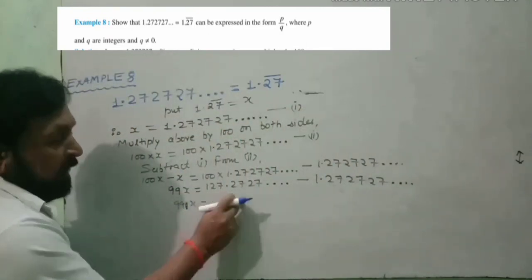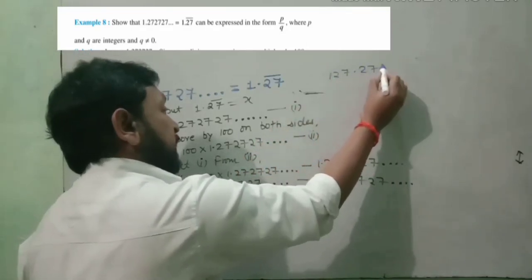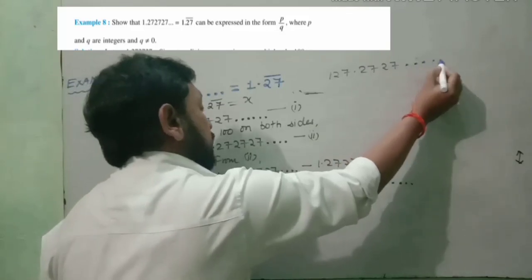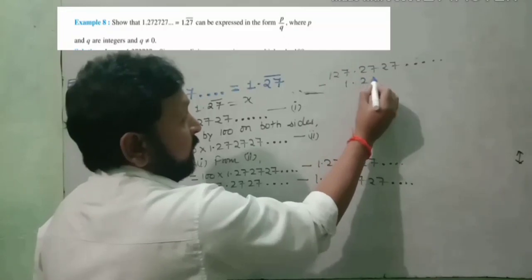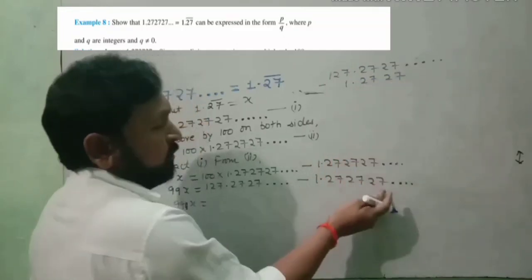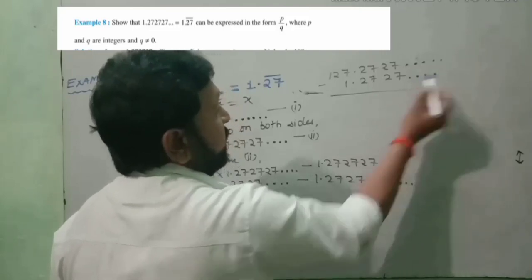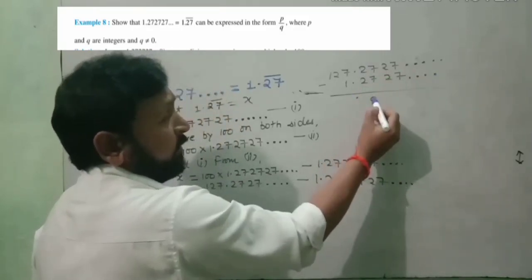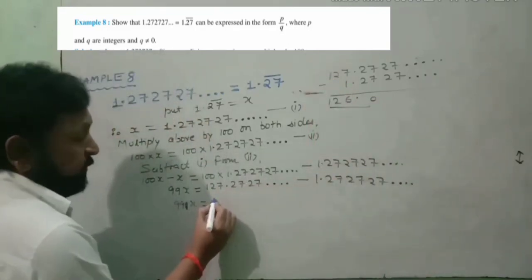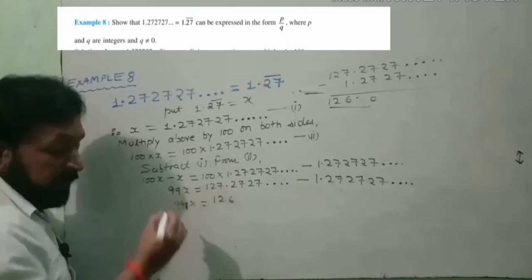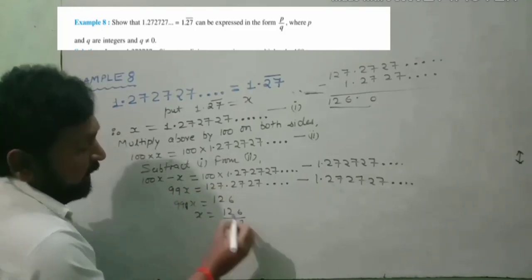99x will be equal to, let's subtract it here, 127.2727 dot minus 1.2727 here. No problem, 27 will come there also. So we have to simply put it here. This all will get finished. 7 minus 1 is 6. So what will be left? 126. It means x will be equal to 126 upon 99.